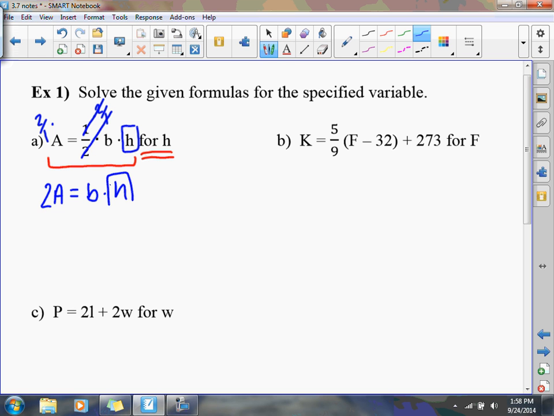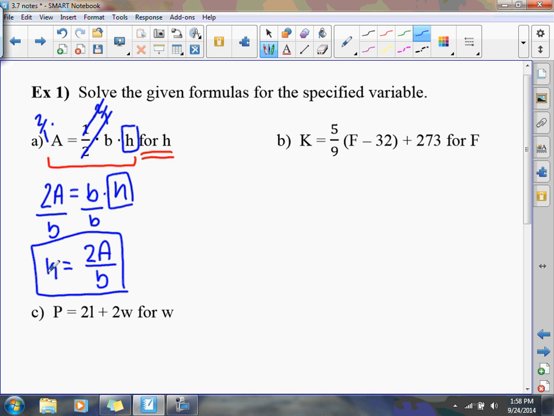Now I'm still trying to solve for h. H isn't completely by itself yet. So to get it by itself, I'd need to divide by b. So now I have h equals 2 times the area divided by the base.